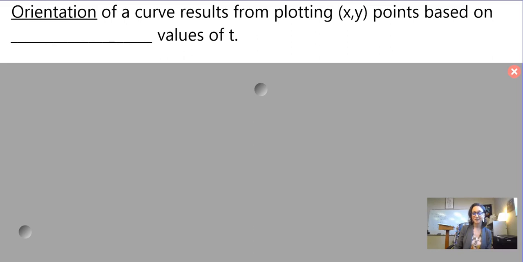So here is the first thing I would like for you to write, and then we're going to try some examples. So please write this: orientation of a curve results from plotting xy points based on increasing values of t. So I'm going to force a pause on your screen, make sure you've got that written.